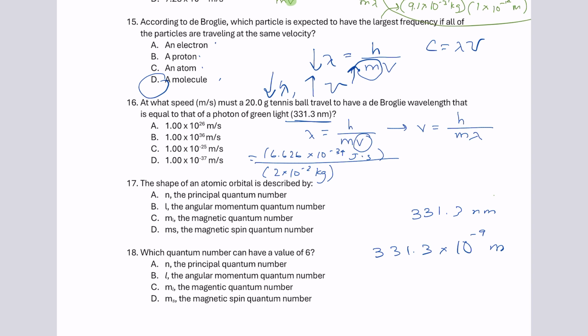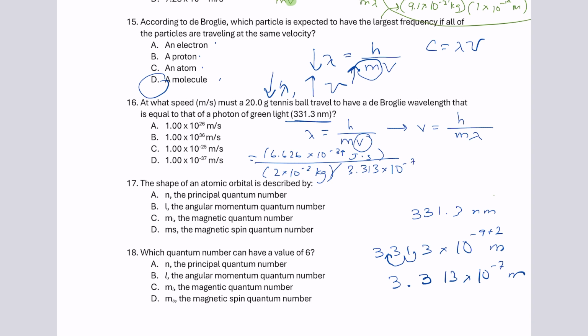There's one more change I want to make here. I actually want to move this decimal place 2 places to the left. When I move the decimal 2 places to the left, I need to add 2 to the exponent. So this is now written as 3.313 times 10 to the negative 7 meters. We're going to put that in our denominator.